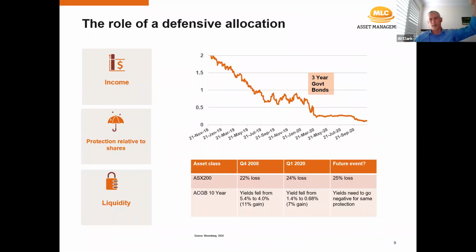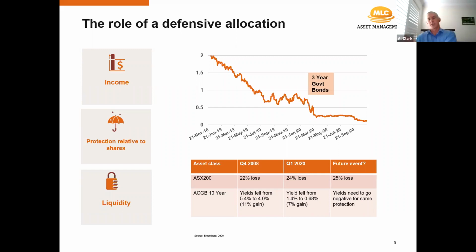The whole drawdown lasted much longer than that quarter, but just those 3 months, Australian equities lost 22%. And our 10-year bond yield fell from 5.4% to 4%. So that's the duration. I don't want to get too much into the convexity here, but the duration was probably in the order of 7 to 8 years. So you end up with an 11% gain. You can see the 140 basis point fall in bond yields offsetting almost half of the equity loss.